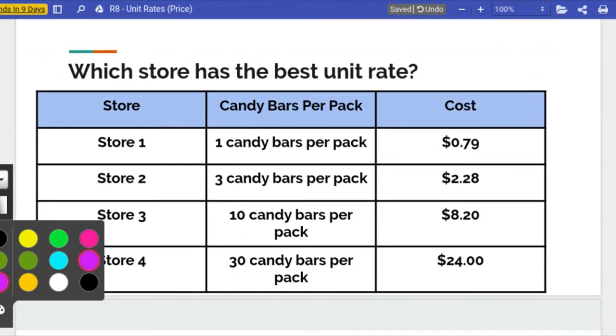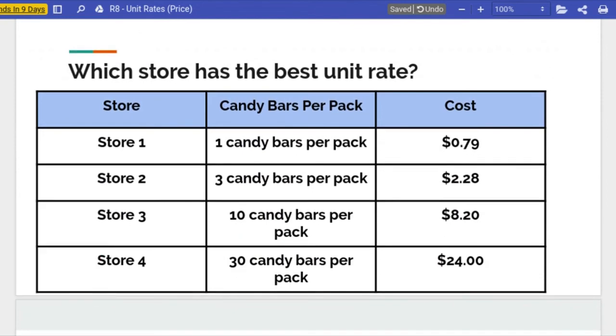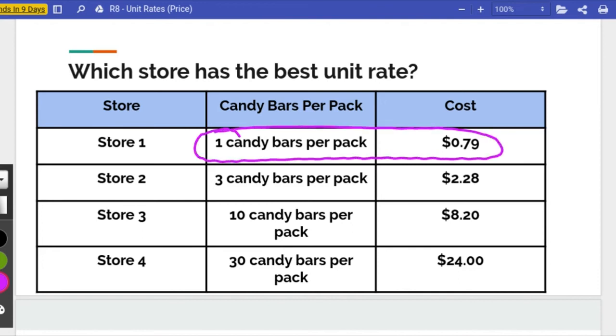All right, which store has the best unit rate? So this is very similar to the one that we just did with the strawberries. So put the video on pause and you try it and see if you can figure out which store has the cheapest cost per candy bar. All right, so store number 1 already has a unit rate, so I don't really need to do anything with that. I already know that for 1 candy bar, it's 79 cents. So that's at least pretty easy for me. I don't have to do anything with that.